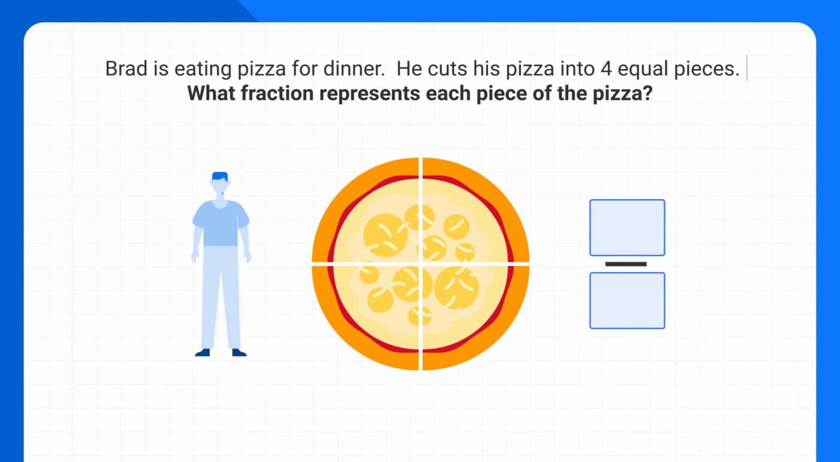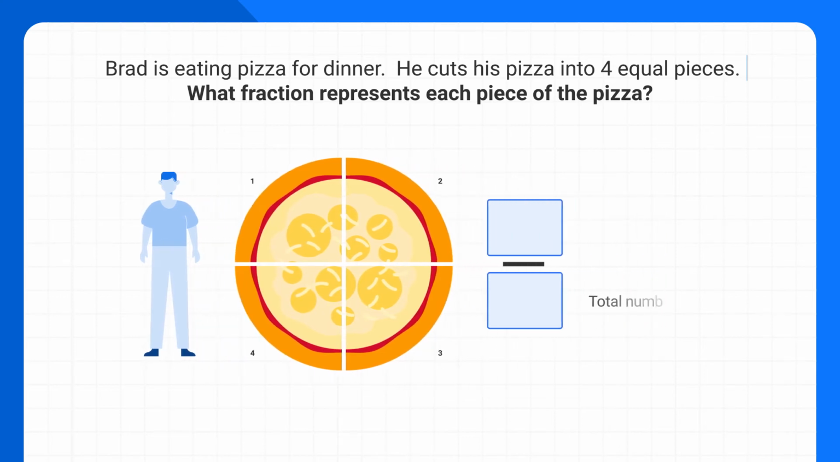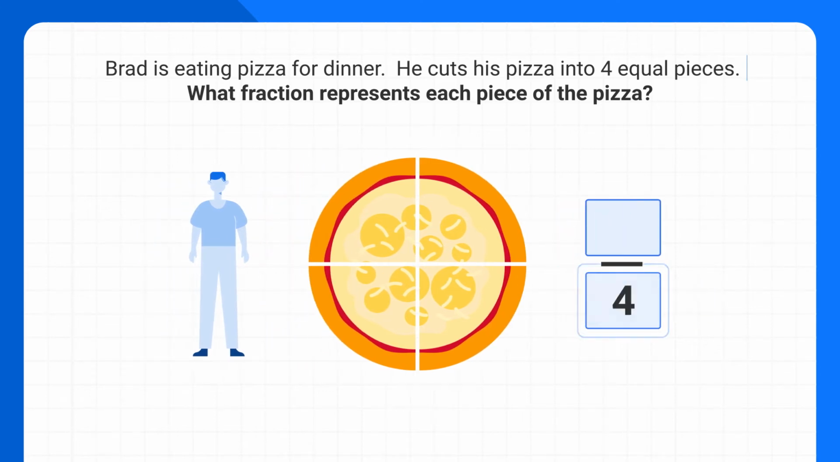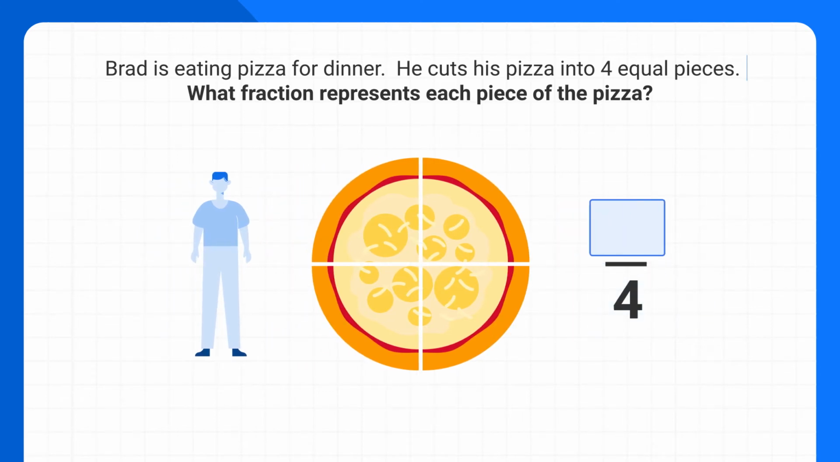Well, the first thing I think about is that there's a total of 1, 2, 3, 4 pieces in this pizza. The total number of pieces in a whole, that's the denominator of our fraction. So the denominator must be 4. So what fraction represents each piece of pizza?